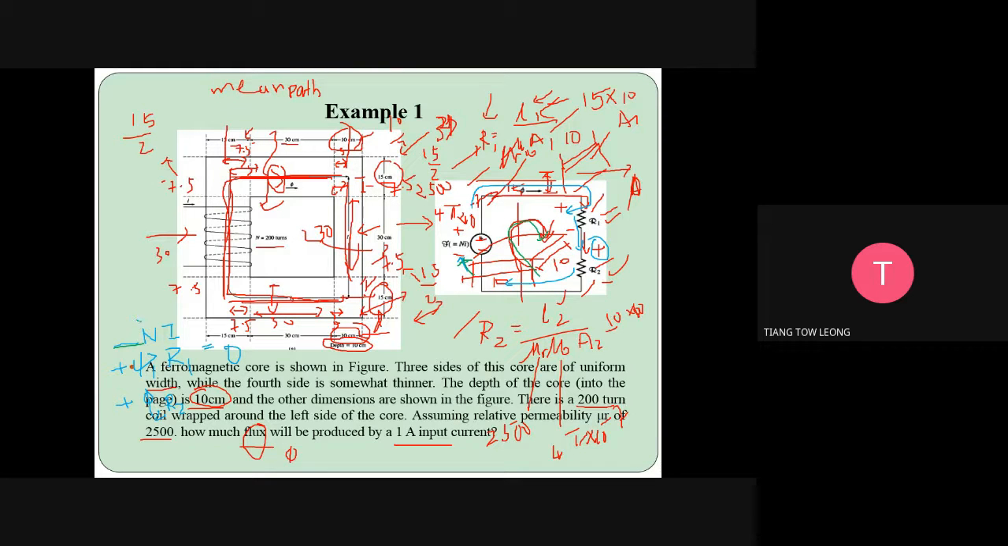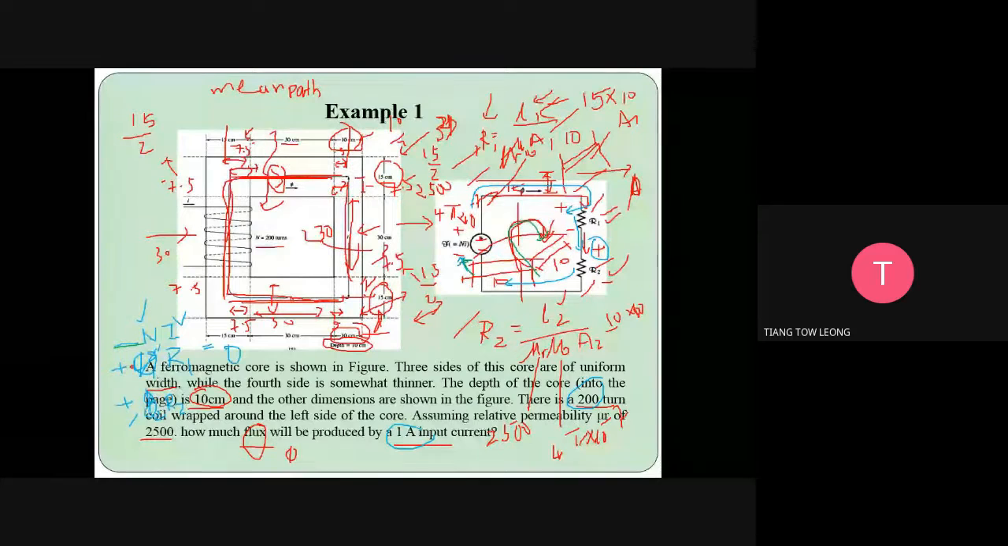Okay? N is given, which is 200. I is given, which is 1 ampere. Phi1 we don't know. Phi2 we don't know. But phi1 and phi2 are the same. So we use phi only. Phi is unknown, or rather phi is the one we need to find. R1 already calculated from here. R2 already calculated from here. So can we find phi or not? Can we? Yes. Okay, thank you.